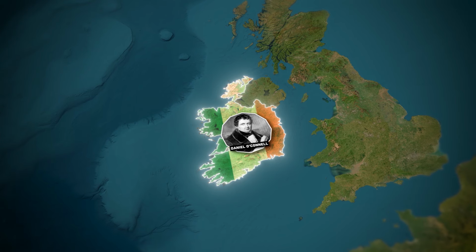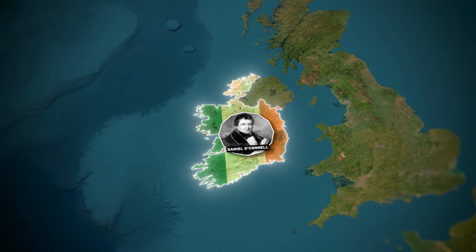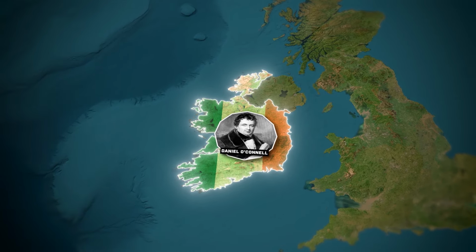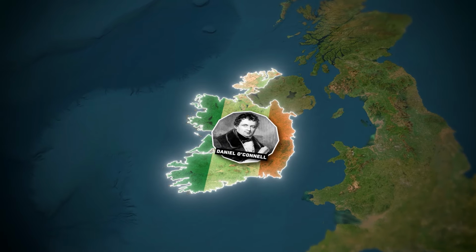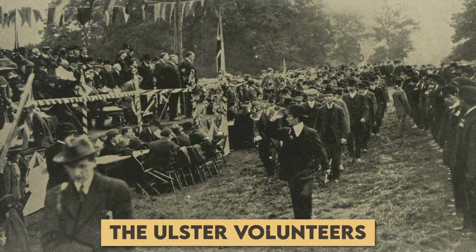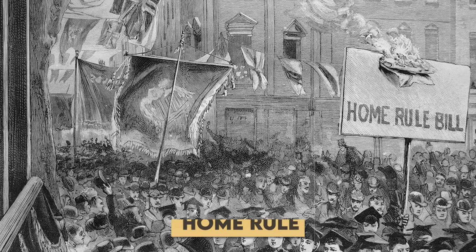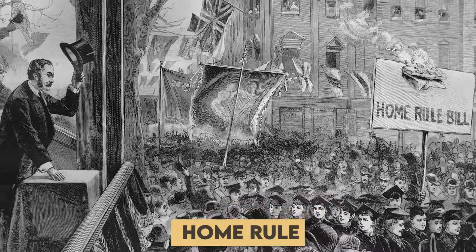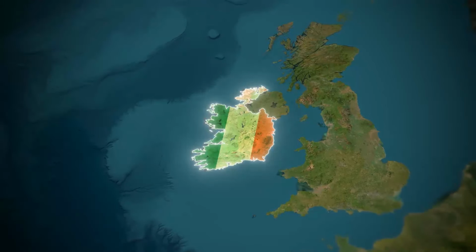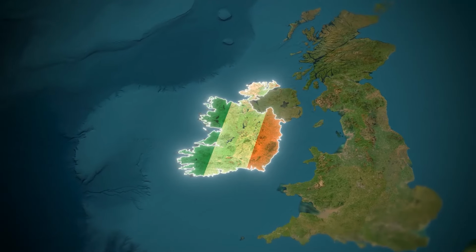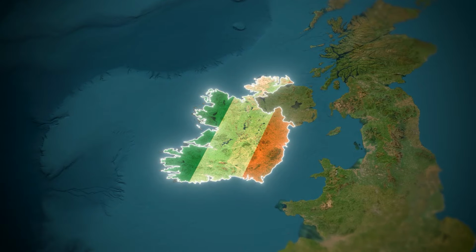Then comes the year 1913 and tensions are rising. The idea of Home Rule for Ireland is gaining traction, but not everyone's on board. The Ulster Volunteers are dead set against it, and to counter them, the Irish Volunteers are formed, aiming to make Home Rule a reality. And while the Home Rule Bill is passed, it comes with a catch. 6 countries in Ulster get left out, paving the way for what would become Northern Ireland.